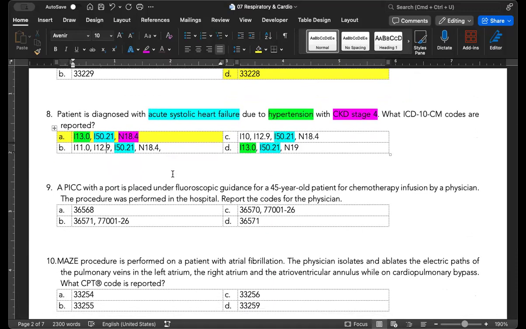So now we're going to flip back to CPT. On number 9, we have a PICC with a port placed under fluoroscopic guidance for a 45-year-old patient for chemotherapy infusion by a physician, and the procedure was performed within a hospital. So let's report the codes for the physician. For this one in our alphabetic index, let's look at this from a scratch perspective. What do you think we'll look at in the alphabetic index?